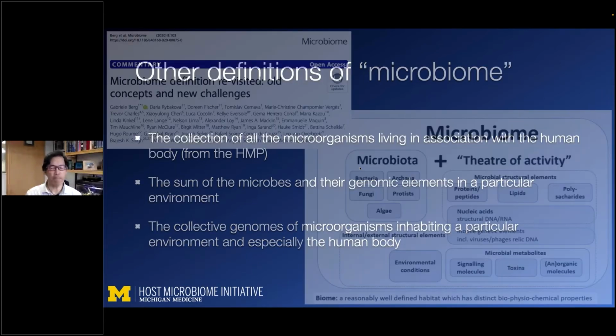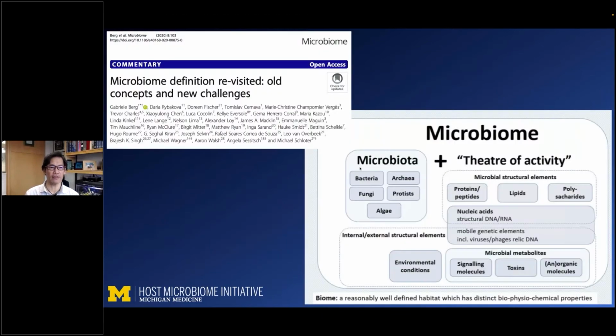There are many, many papers that have been put out. This one came out a couple of years ago, and they liked the idea that the microbiome was the microbiota, as I defined it, all the microbes, plus their theater of activity. So in this case, the word is not ome as in omics, it's biome as in an environment. The theater of activity can be characterized by looking at proteins through proteomics, lipids through so-called lipidomics, or polysaccharidomics. You can use genomics in here.